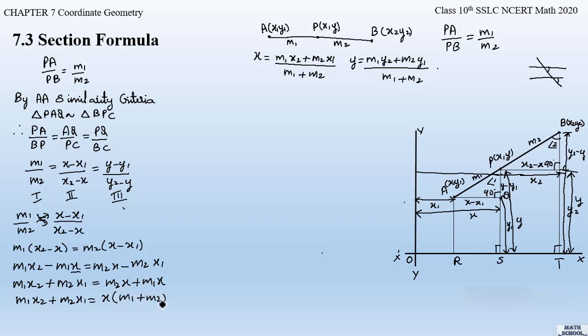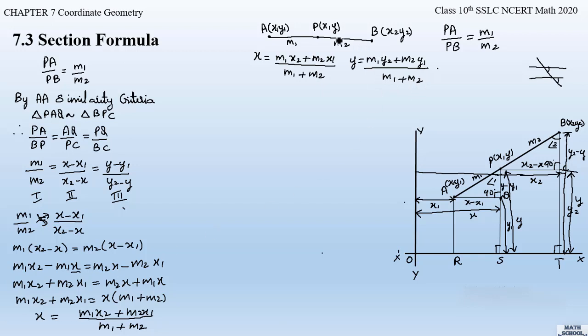Now send this m1 plus m2 to the left hand side. Therefore x can be written as m1x2 plus m2x1 divided by m1 plus m2. So we got the x value. Similarly, when you equate this first and third part, you will get the y value, which is equal to m1y2 plus m2y1 by m1 plus m2.